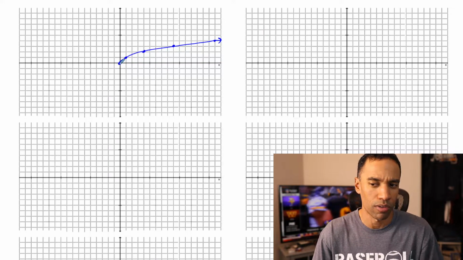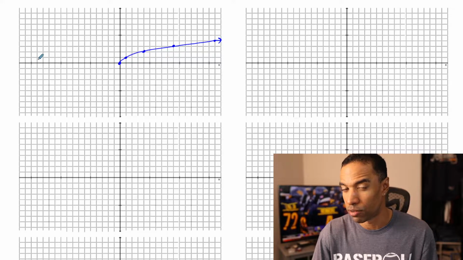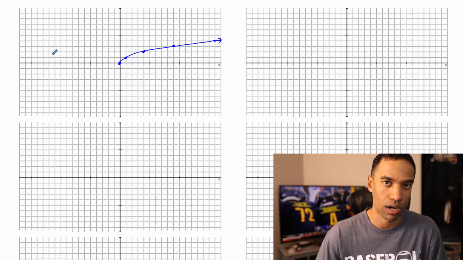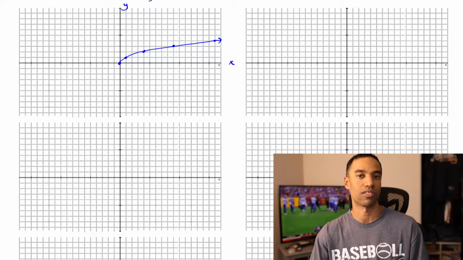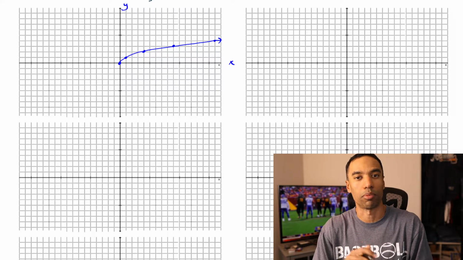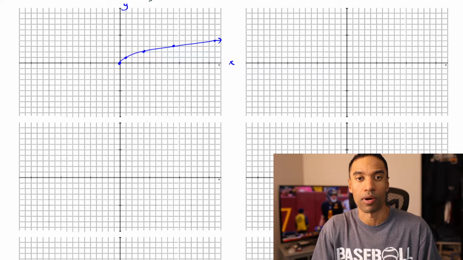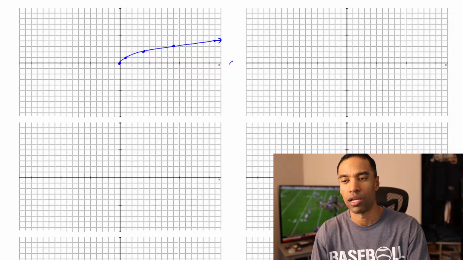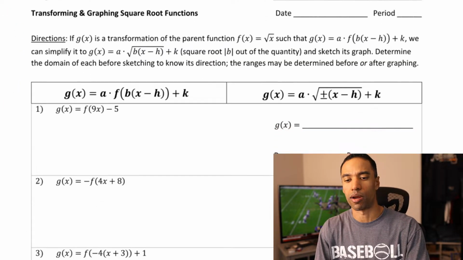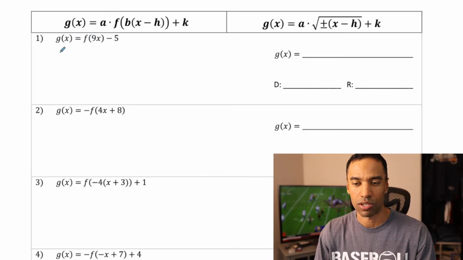Notice how I said the square root of 0 was 0. I didn't talk about the square root of -1 or -4 or -9, because those are imaginary values, and those don't fit on our xy real axes, the coordinate plane right there. They don't belong there. They don't show up there. You can only go as far left as 0, and that's something we're going to be talking about with domain. All right, so let's go ahead and get started with these problems right here. Let's start number 1. g of x equals f of 9x minus 5.